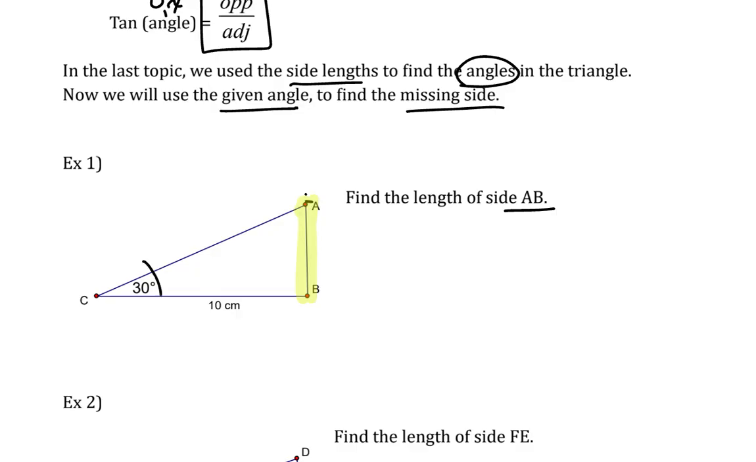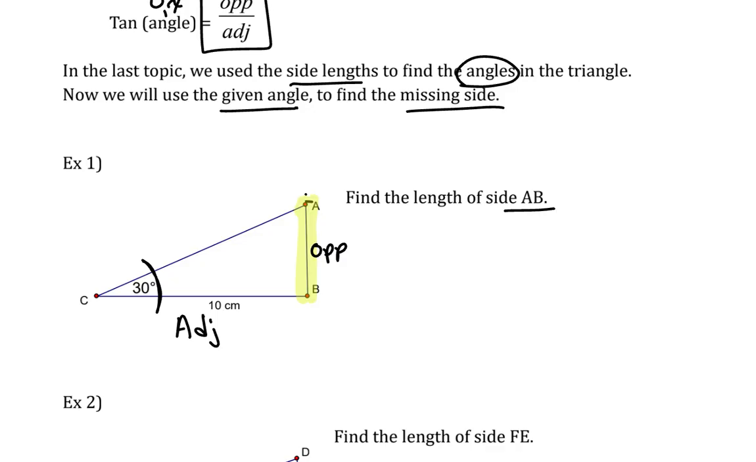So I'm going to say this is our angle here. So 10 is our beside side, it's our adjacent. And then AB is going to be our opposite because it's the only side that doesn't make up the angle. So I'm just going to set up my tangent.